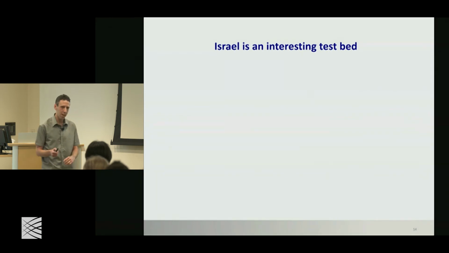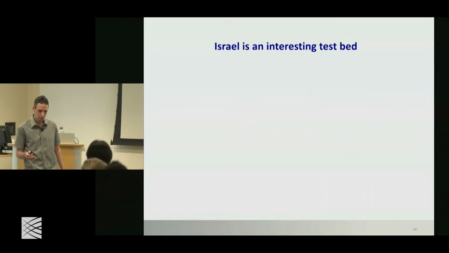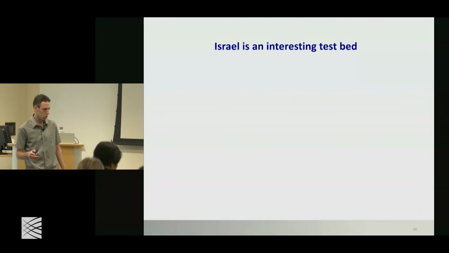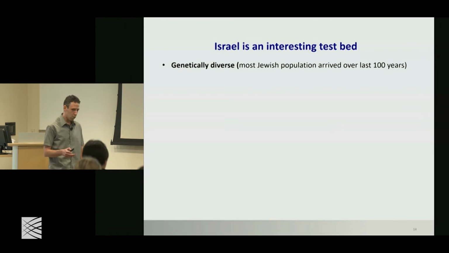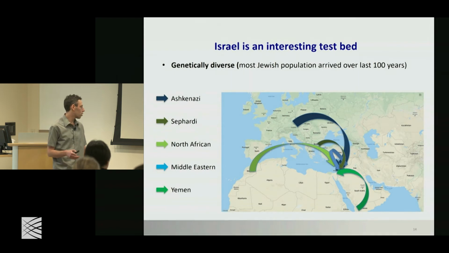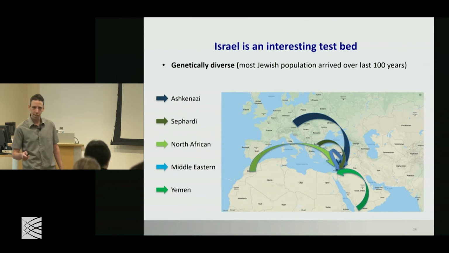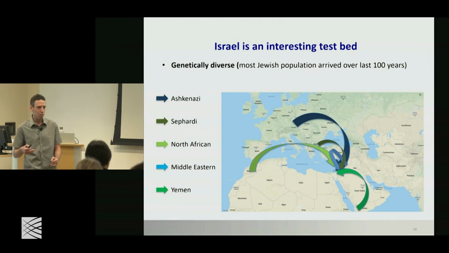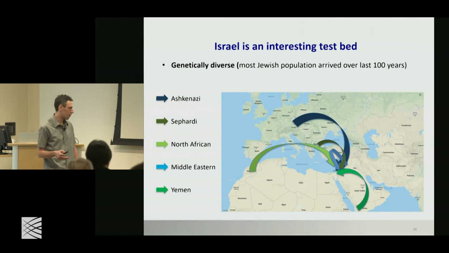But before looking at the results, I will just mention that this entire study was done in Israel, and Israel is an interesting testbed for these kinds of nature versus nurture questions. The reason is that the population of Israel is pretty genetically diverse, because most of the Jewish population arrived over the last 100 years. Broadly speaking, there are 5 major ancestries: Ashkenazi, which arrived from Europe, and Sephardi, which arrived mostly from Turkey and Greece and surrounding countries, and North Africans, and Middle Eastern, and Yemenites, which arrived from Yemen. And there are some other smaller ancestries, but these are the 5 biggest ones.